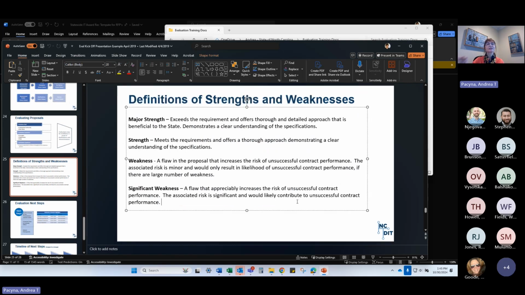What I stressed to these people is, please nominate a person that's going to be your scribe so that they could just document this as you're meeting as a team. And when you're all done with your evaluation, you're all done with your draft award recommendation too.